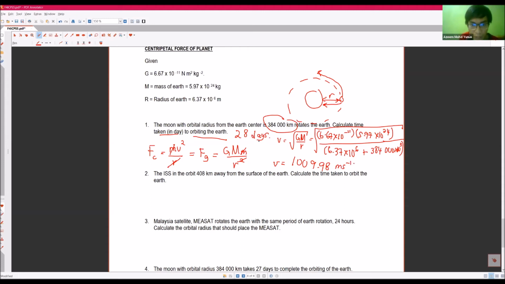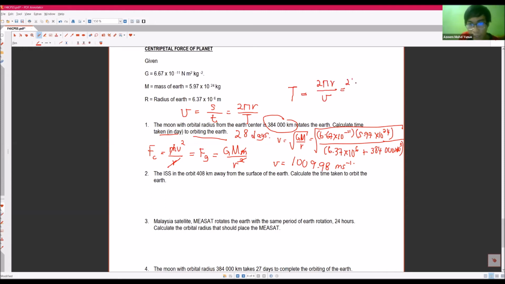So how is the velocity going to relate to the time taken? Basically, the velocity is the displacement over time. Our displacement here is actually 2 pi r because it's circular motion. We can use the circumference formula as the distance over T, where big T is the orbital period. So if you want to find the orbital period, we can rearrange the formula. T equals 2 pi r divided by v.